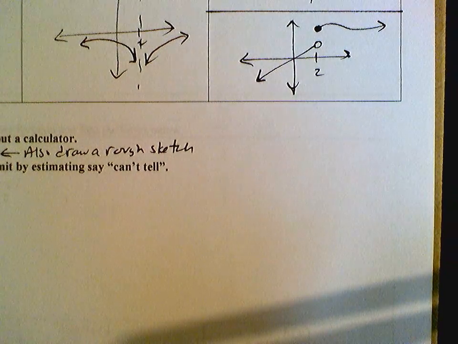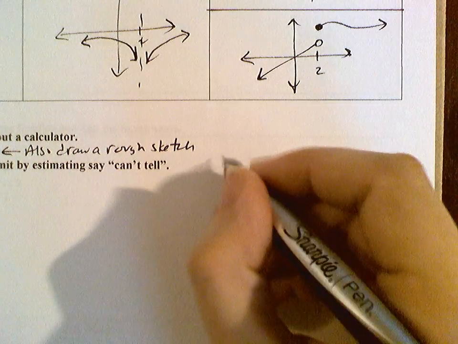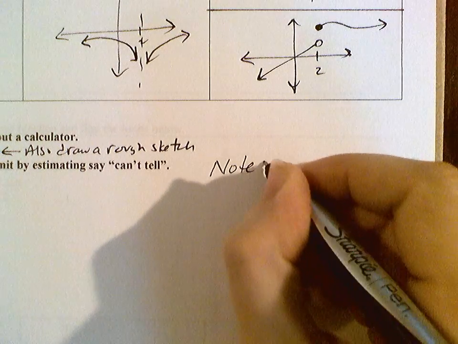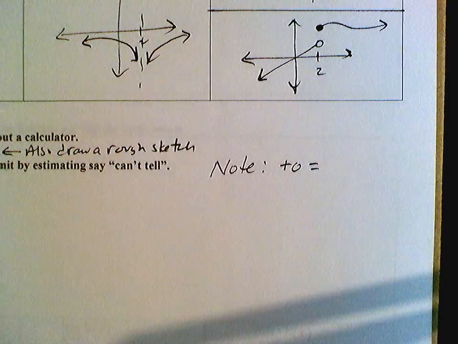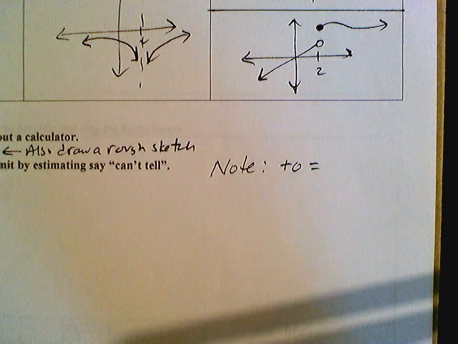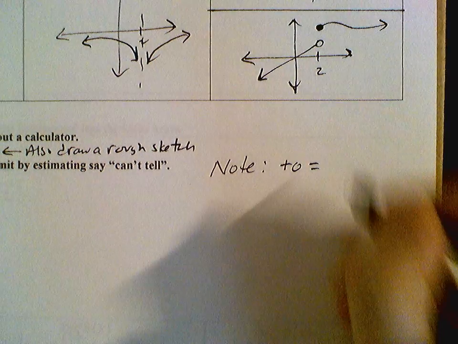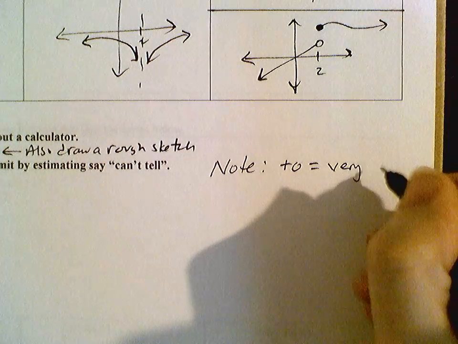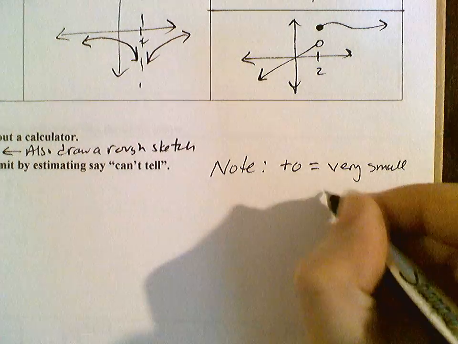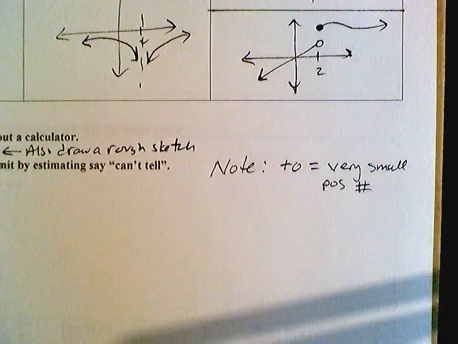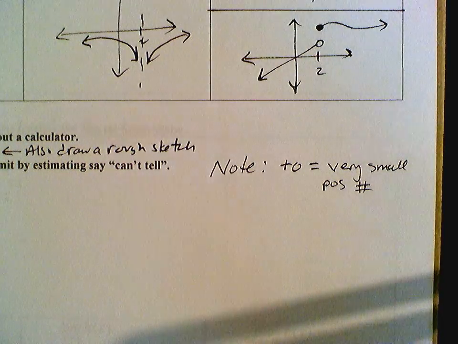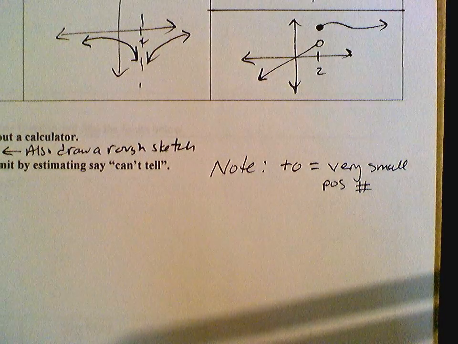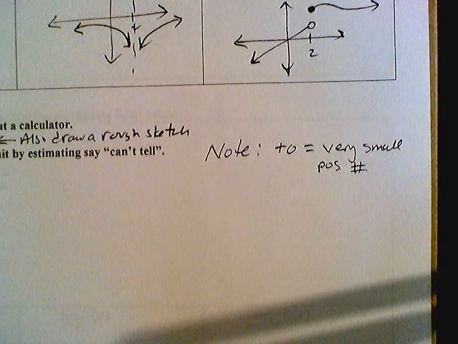We have to understand a couple things before we move on. Okay, so over here, let me say note. I'm going to use +0 to indicate a very small positive number, like 0.0000001. Okay, that would be like positive 0. It's not 0, but it's very, very close to 0.